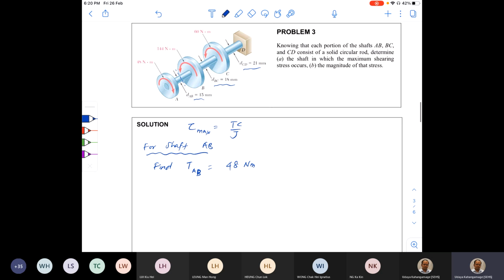So once you know T_AB, and also c, the diameter is 15 millimeters, that is 7.5 millimeters, sorry, 7.5 millimeters, c. And the J, we know what the J value is, or we can simplify this equation this way: tau max equals Tc over pi by 2 c to the power 4, right? That is 2T over pi c to the power 3. Right? So we already found this T and then c, then we can find tau max. So this is for AB.